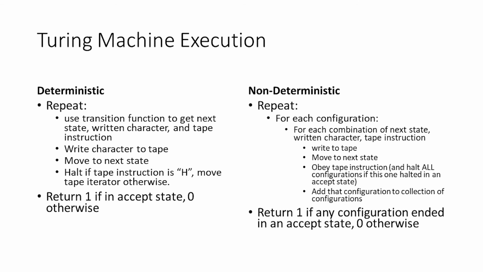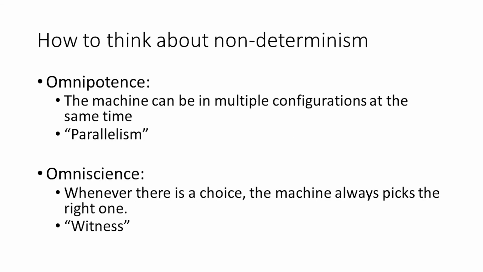However, it could take a lot more time to do this, because for each configuration, we could have multiple potential next configurations, causing an exponential blowup in the number of configurations that we need to keep track of. So if a non-deterministic Turing machine has these powers of either omnipotence or omniscience, then it can be more efficient than the deterministic Turing machine.